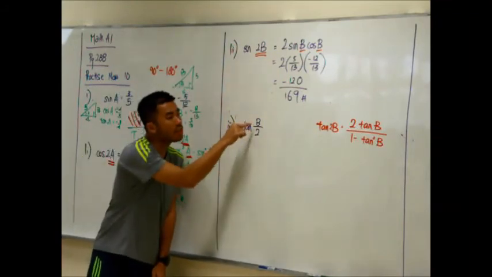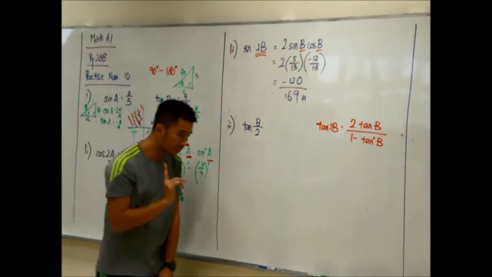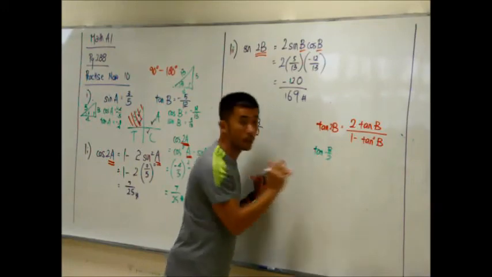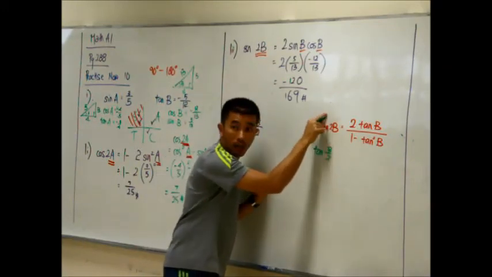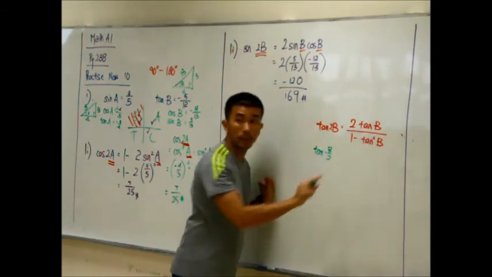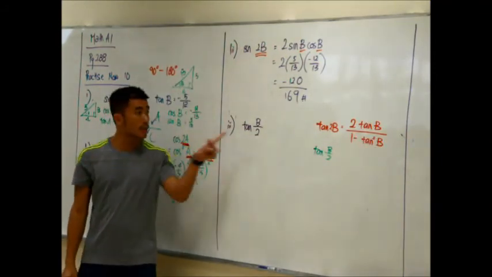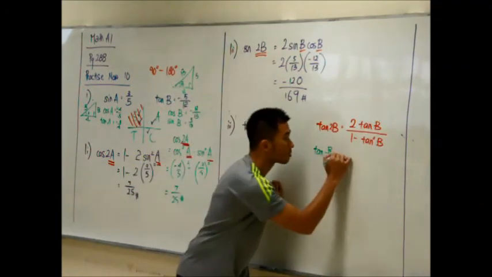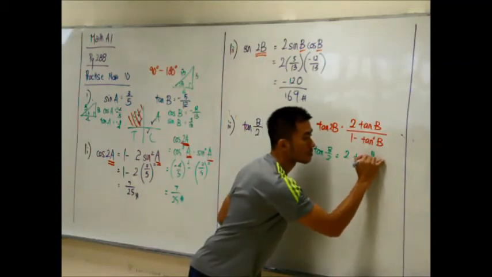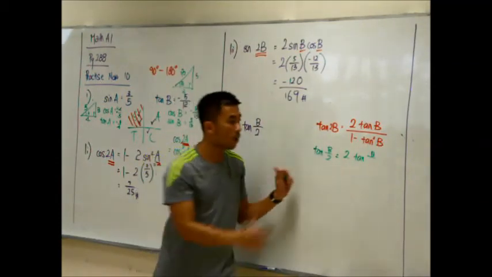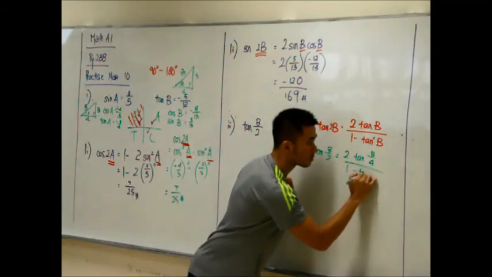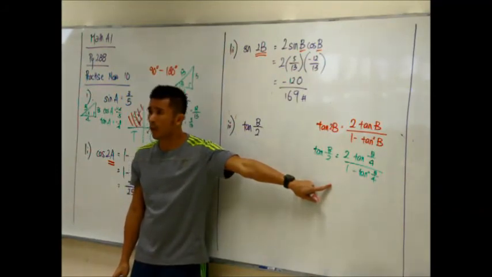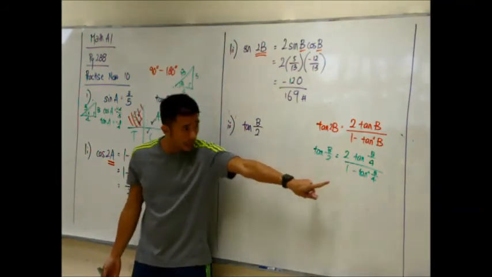But if I want a tangent b over 2, what's going to happen? Remember, the original angle will end up with the formula everything divided by 2. This is 2b, I need to divide by 2 to become b. So if I want this to become b over 2, this must become b over 4. Do you think this is a sound decision to make? I use this formula? Possible or not?